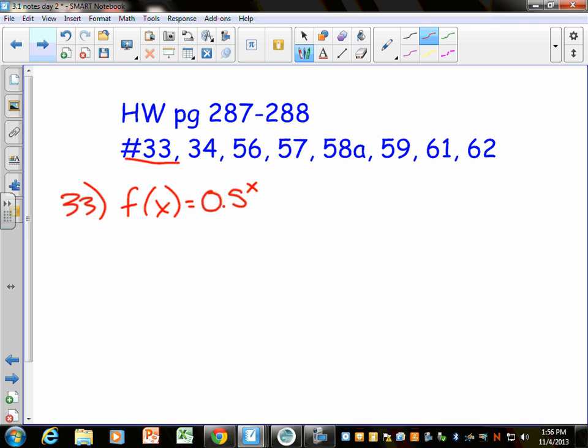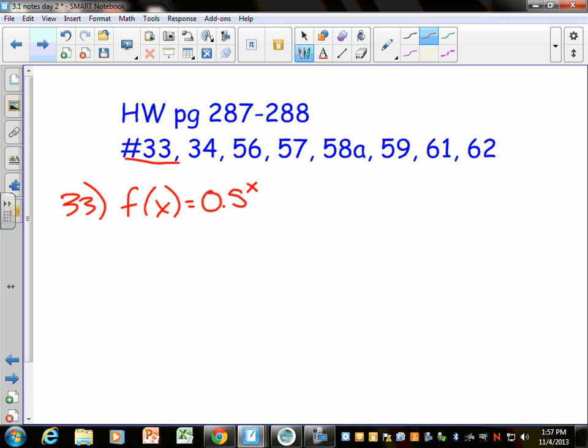If you read the directions for 33 and 34, it says state whether the function is an exponential growth or an exponential decay function. That's just like our first example. But then it says, and describe its end behavior using limits. Well, we've described end behavior. That's where we say, as x goes to infinity, f of x goes to what? As x goes to negative infinity, f of x goes to what? A limit going to infinity is kind of the same thing.